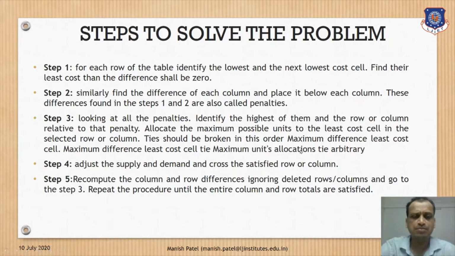We will look into the example. In the first place these steps will look a bit confusing to you, but once we solve the problem in this lecture, you will easily understand the steps. Clear? Again, you will adjust the supply and demand with the help of these allocations. And then this process is repeated each and every time, until the entire column and row totals are satisfied. Once it is satisfied, you will stop the process.